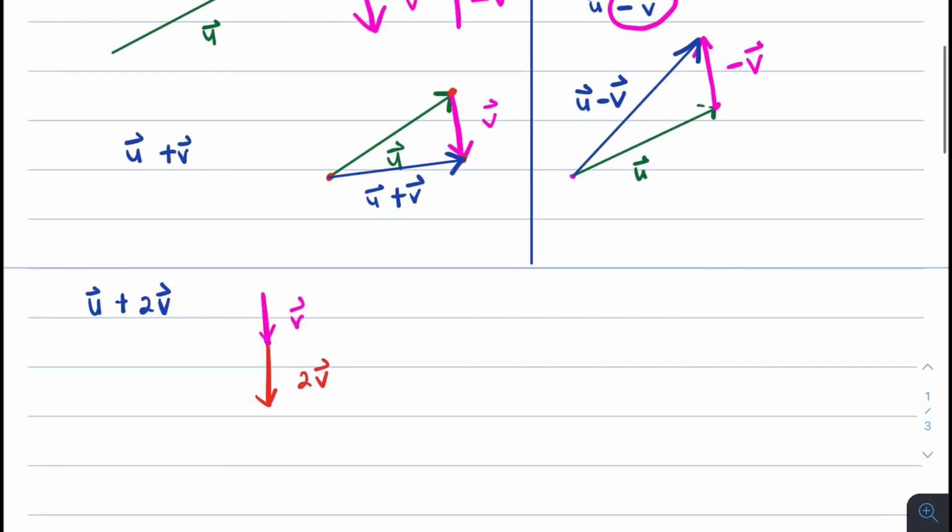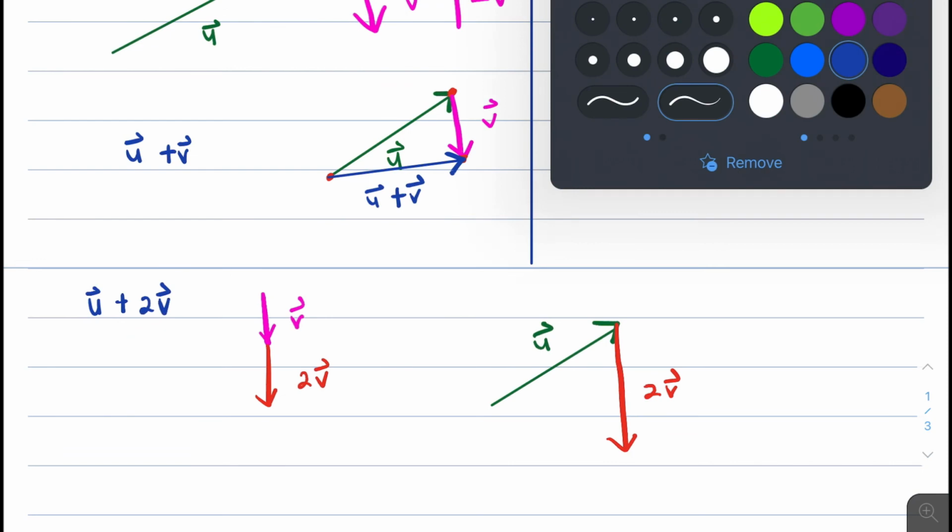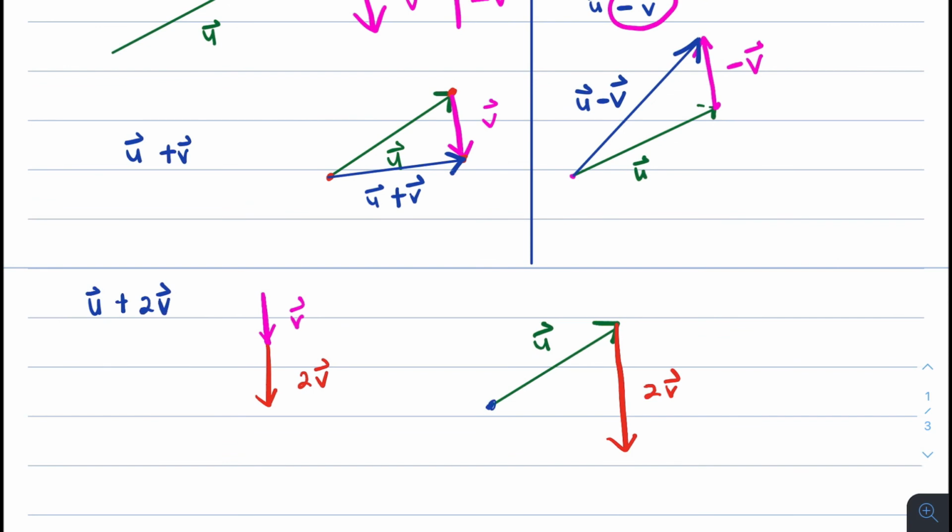So, if you add the 2V, we'll have the U over here. So, this is the U. Now, 2V will be going down, right? Going down with the length of 2V. So, this is 2V. Now, the addition of U plus 2V, starting U, end of 2V. So, you got this. This is U plus 2V. Okay.